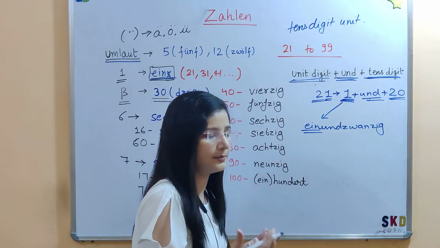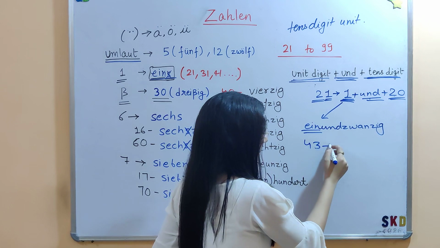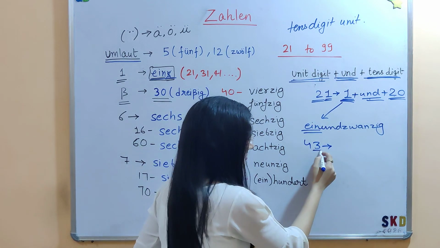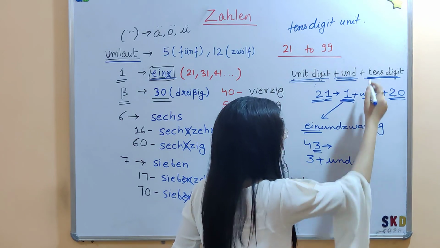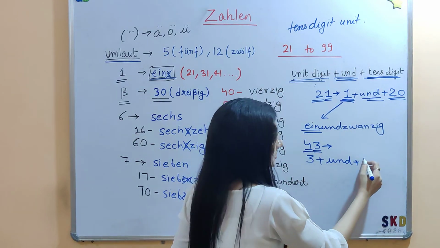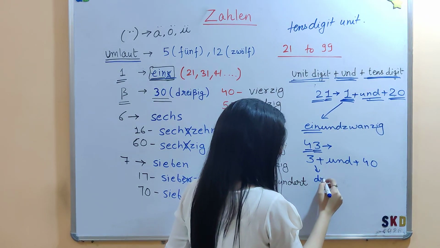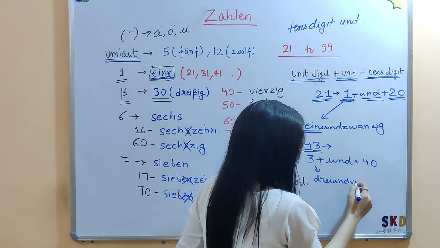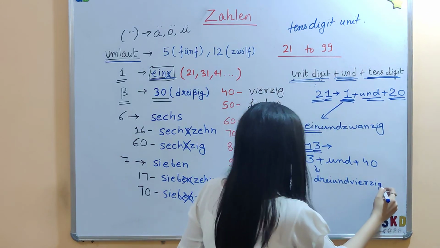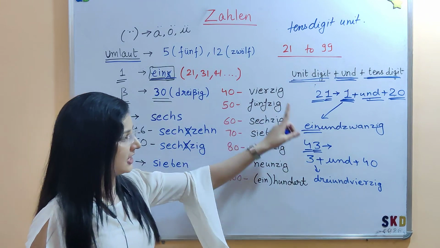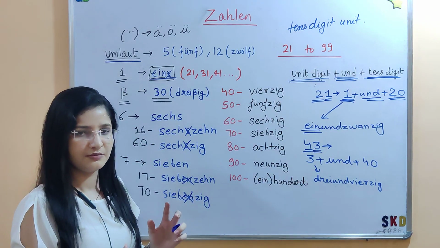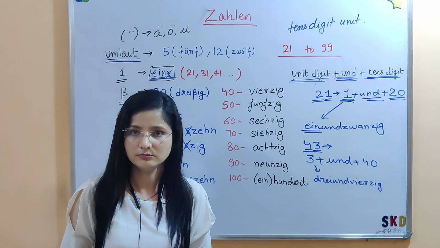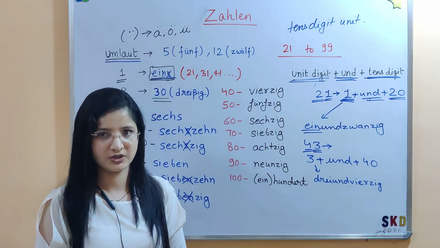Let us take another example. For example 43. It will be ones digit 3 plus und plus tens digit. The tens digit is 40. So it will be drei und vierzig. I will be coming to 40 shortly. In this way we can write all the numbers from 21 to 99 in German.